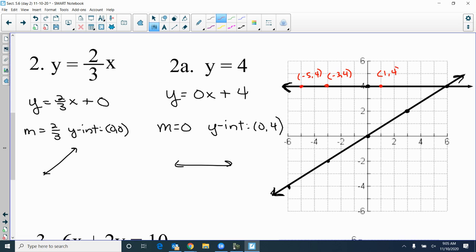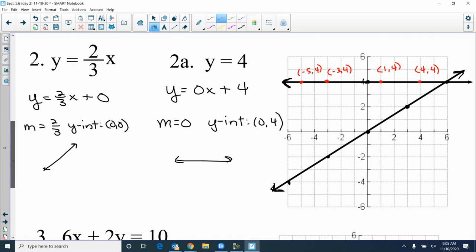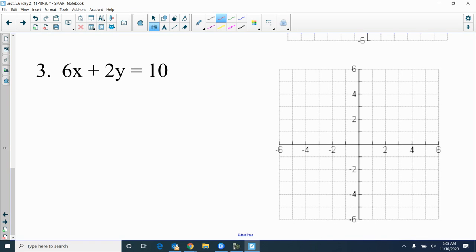Okay, and we start to confuse this now when we add in a different kind of special case. So like he said, every y value is 4. Doesn't matter what the x value is, they're all 4. All right, that third one: 6x plus 2y equals 10.